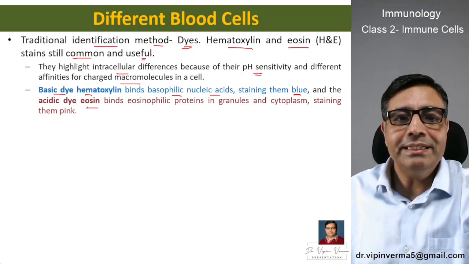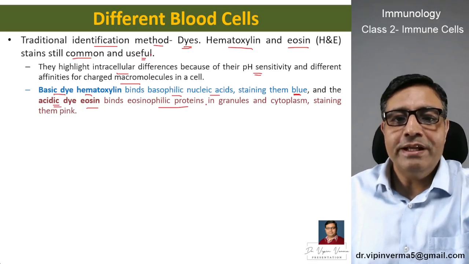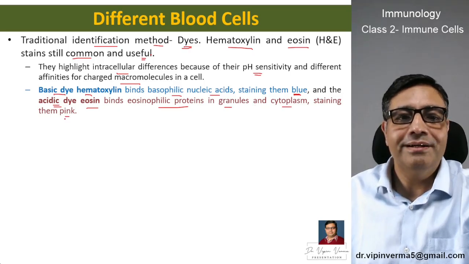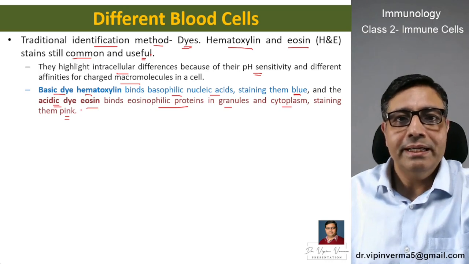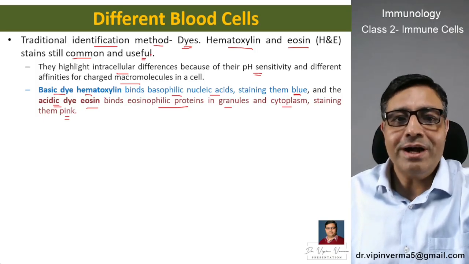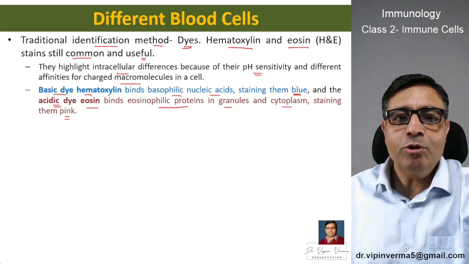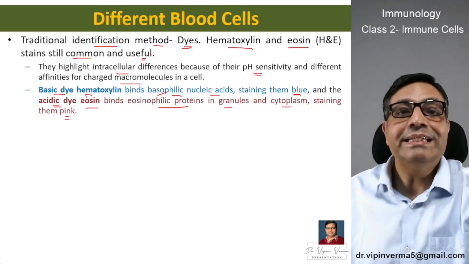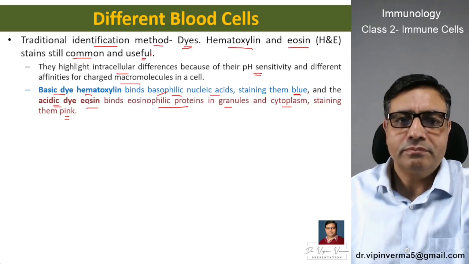While eosin is an acidic dye, right? And it binds to the eosinophilic proteins in granules and cytoplasm, and stains them pink. So you can see both these dyes help with color differentiation. One will show the blue color in a cell and another will show the pink color under the microscope. And why is it happening? Because hematoxylin is a basic dye while eosin is an acidic dye. Okay.